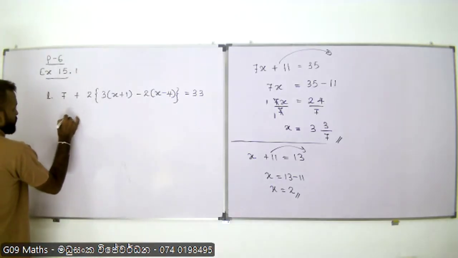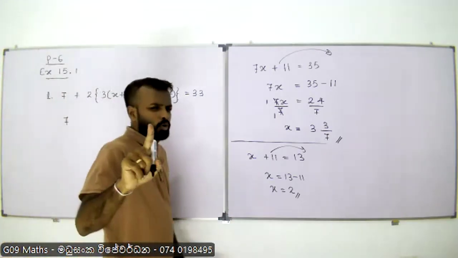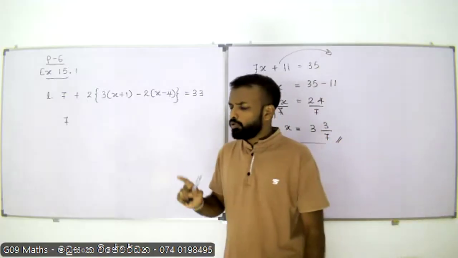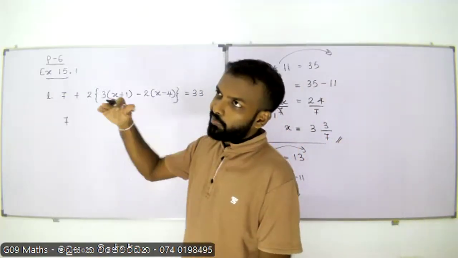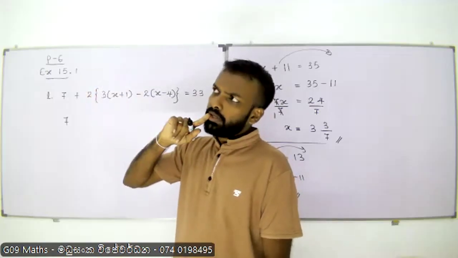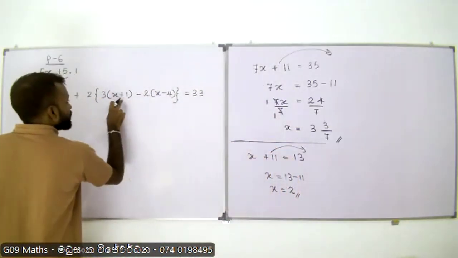In the textbook they are saying you need to first remove the brackets. How are you going to remove the brackets? First of all, you need to remove the parentheses. Then after simplifying the parentheses, you have to simplify the like terms. Then go for the curly brackets. How many parentheses are there?